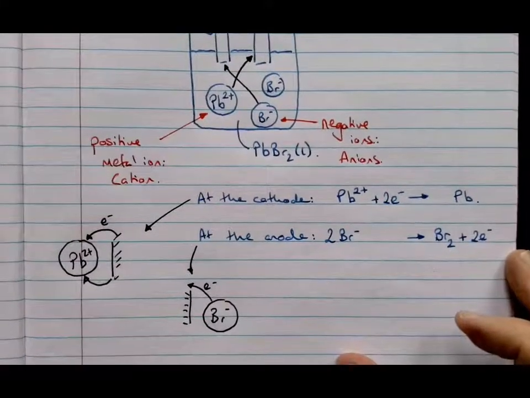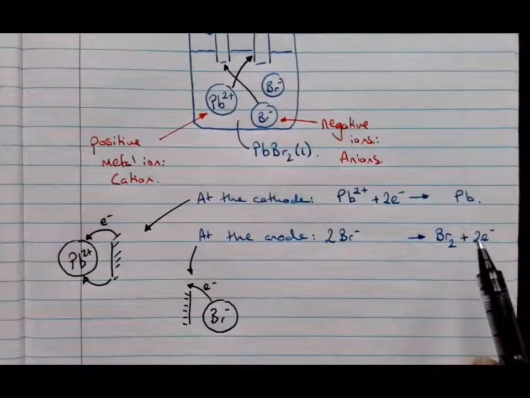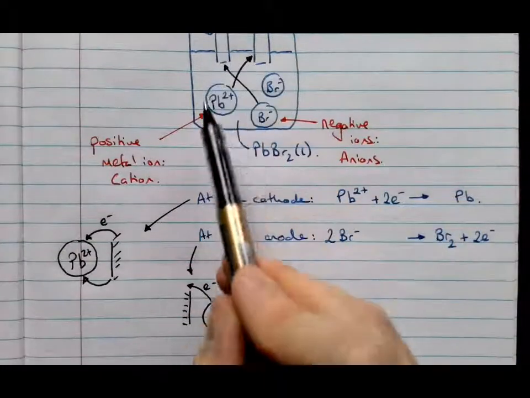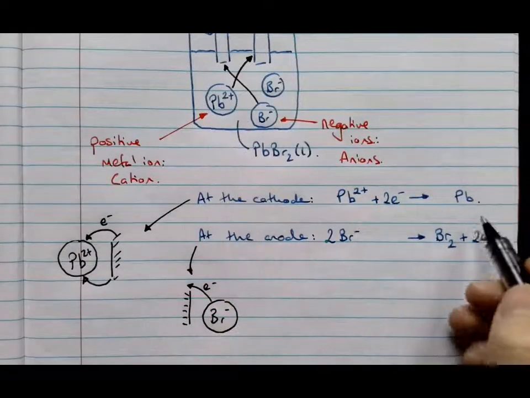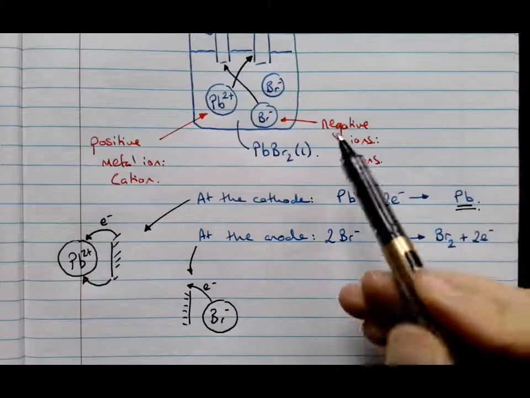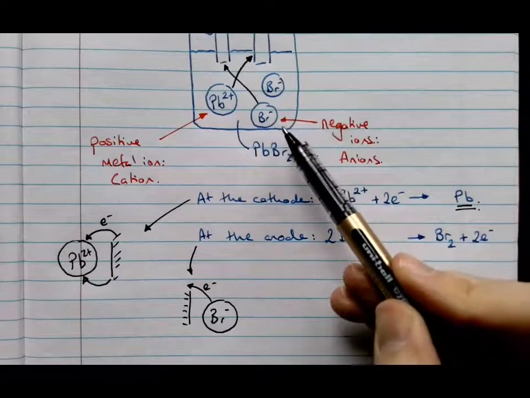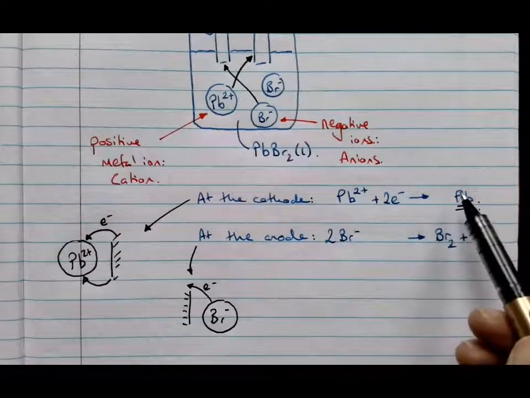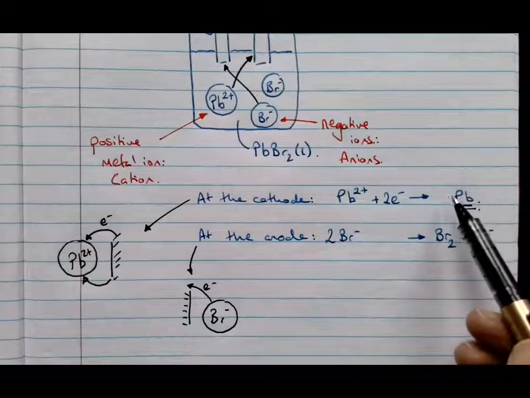Now, it's also important to notice that because this is a liquid, all right, for lead bromide to melt, when you make the lead it is also going to be in the liquid state. However, bromine, this is going to be produced as a gas.